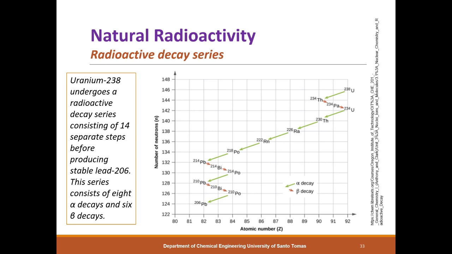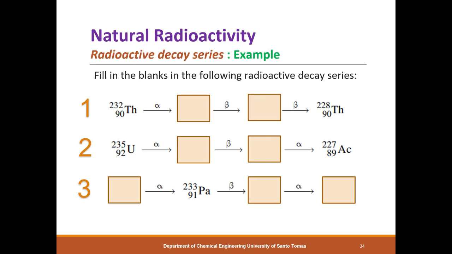In this slide, we have also presented the uranium-238 decay series, consisting of 14 separate steps before producing the stable lead-206. This series consists of 8 alpha decays and 6 beta decays. Let us try to further understand the radioactive decay series by working on this example that requires us to fill in the given blanks. Note that for this example, we are going to be dealing with the alpha particle and the beta particle.